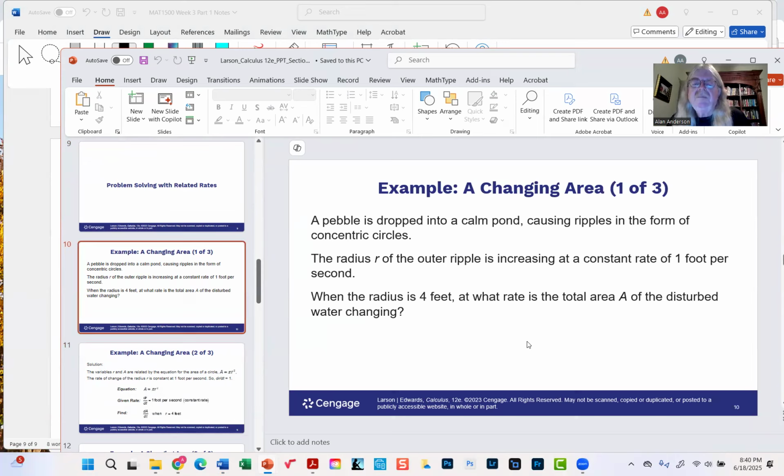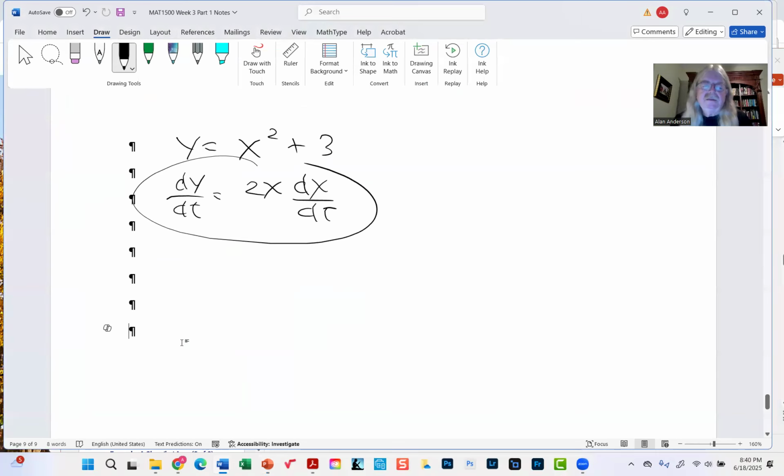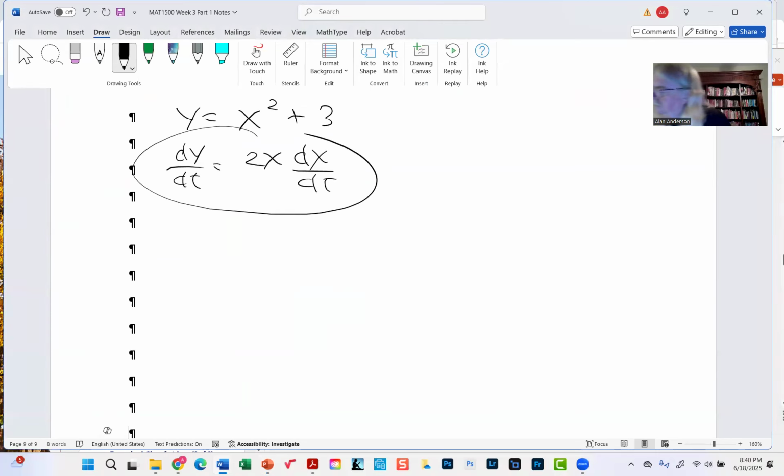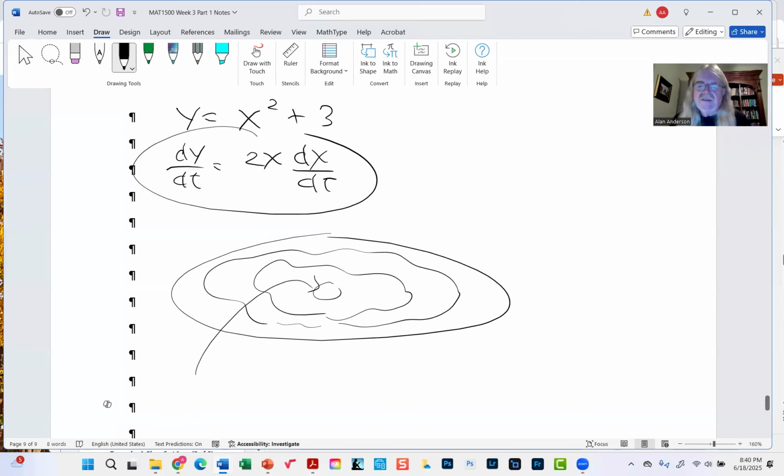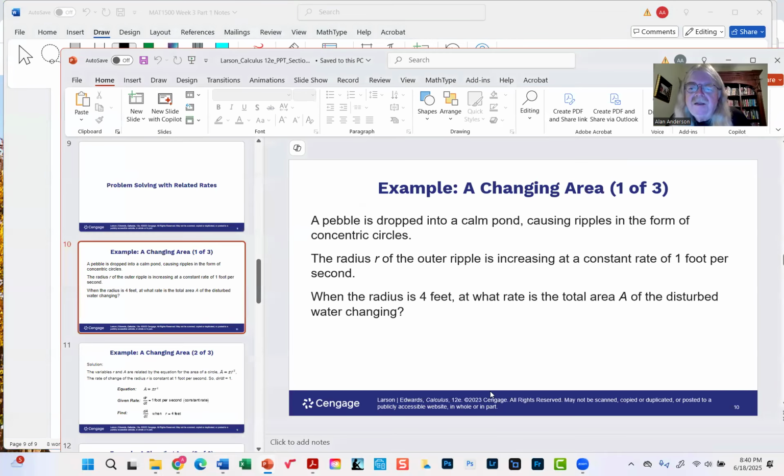All right, so a pebble is dropped into a calm pond, causing ripples in the form of concentric circles. So the rock goes in, and then you've got all of these circles rippling out. You've seen this before. It's kind of interesting to watch. And what do they want us to do? The radius r is increasing at a constant rate of 1 foot per second. It's spreading out. So dr dt is 1.